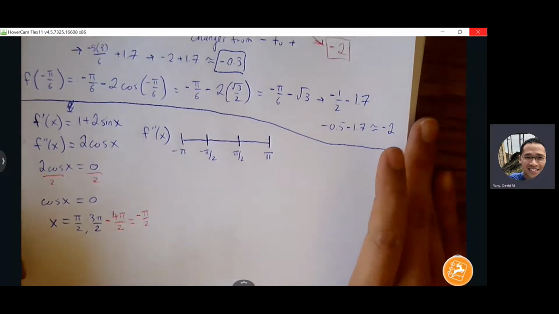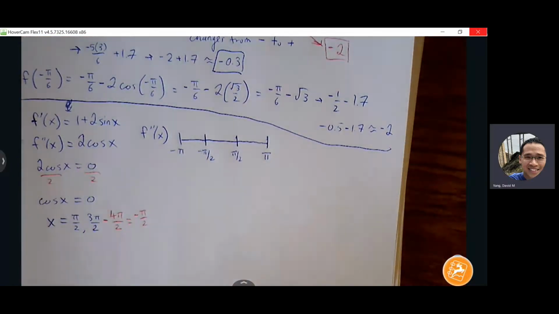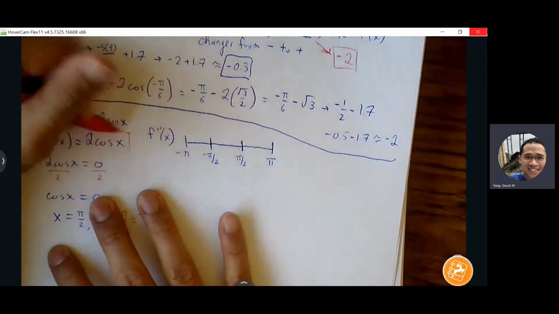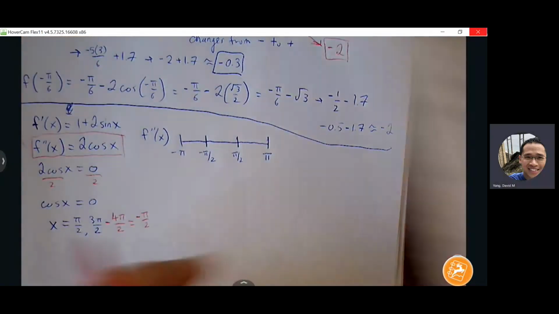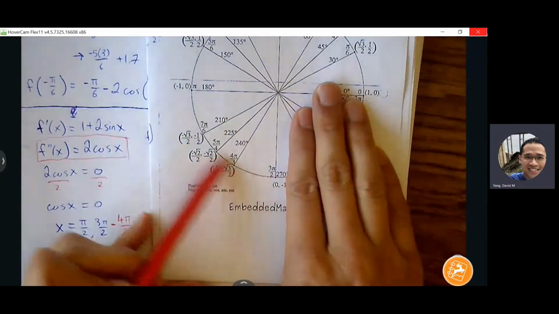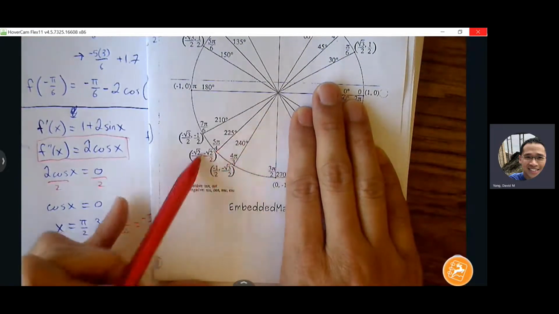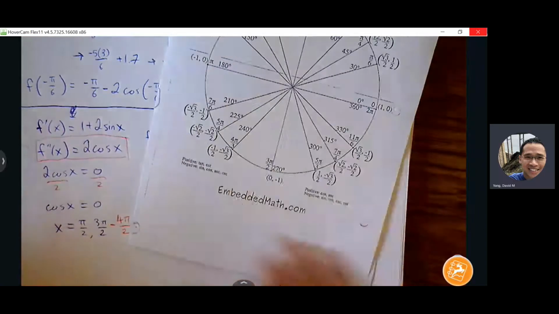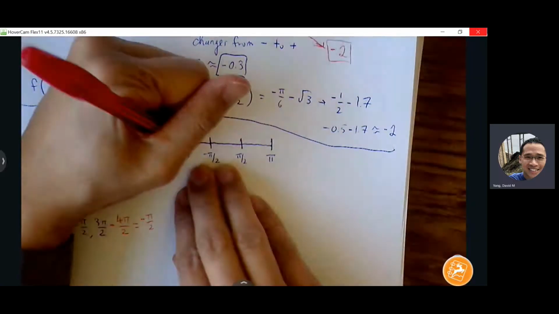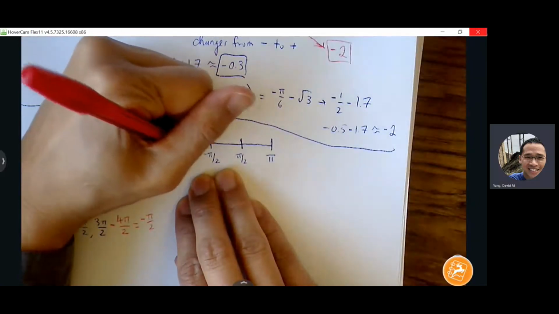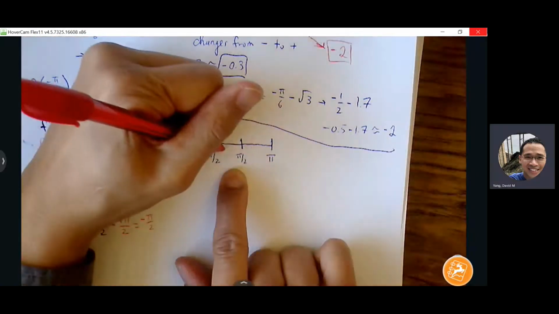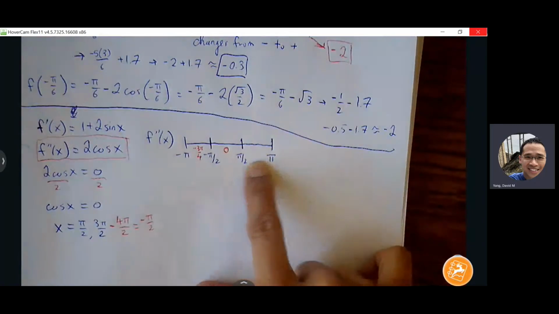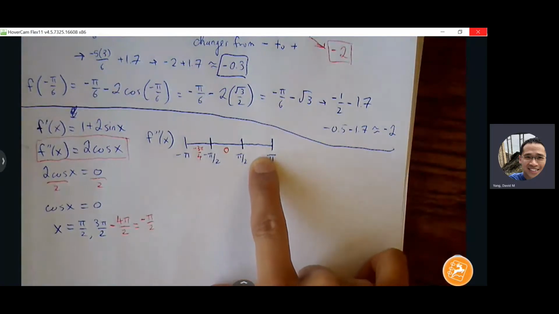Okay, now we're ready to pick some points to test against our second derivative function. So between negative pi over 2 and negative pi, we can choose negative 3 pi over 4, right? Or any of those options. Between negative pi over 2 and pi over 2, I'm always going to involve 0, it just makes it easier. And then between pi over 2 and pi, we can choose 3 pi over 4, right? Second quadrant value.